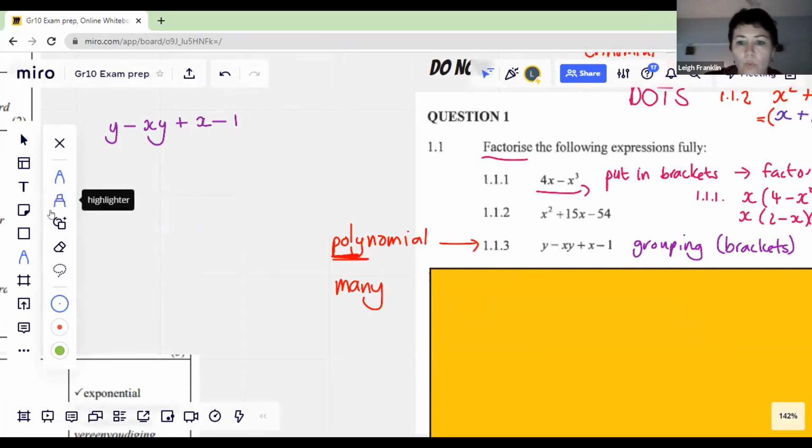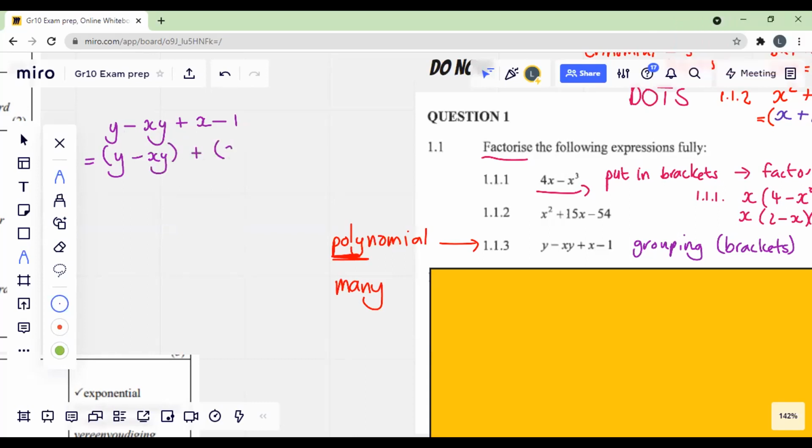When we group, we want to group together either 2 terms, and sometimes you can even group 3 terms together, but fortunately here they want us to group 2 terms together. So by grouping, this is what we're doing. We're going to put a bracket and write y minus xy, and then put another bracket, plus another bracket, x minus 1.